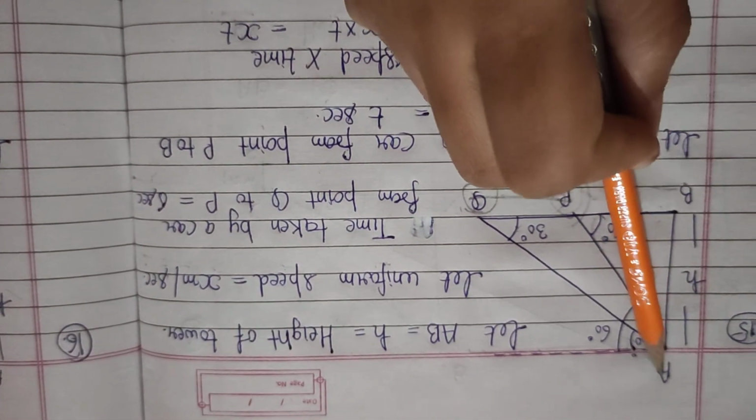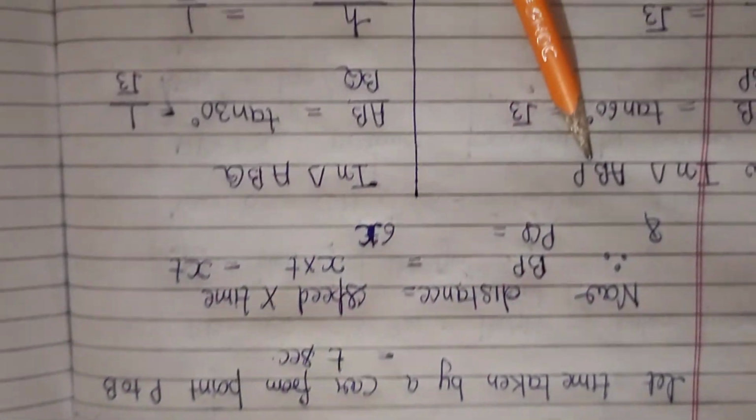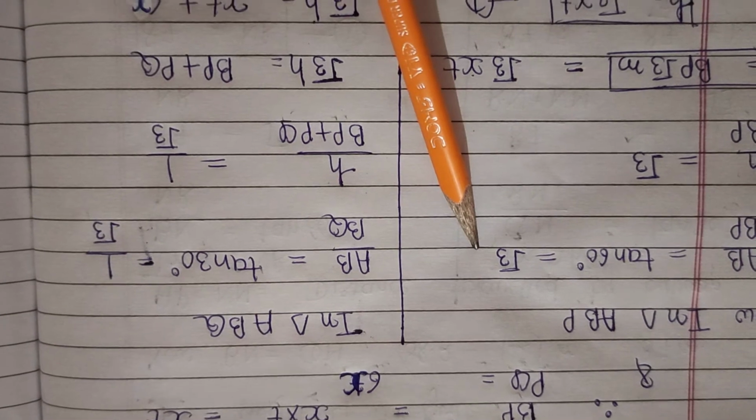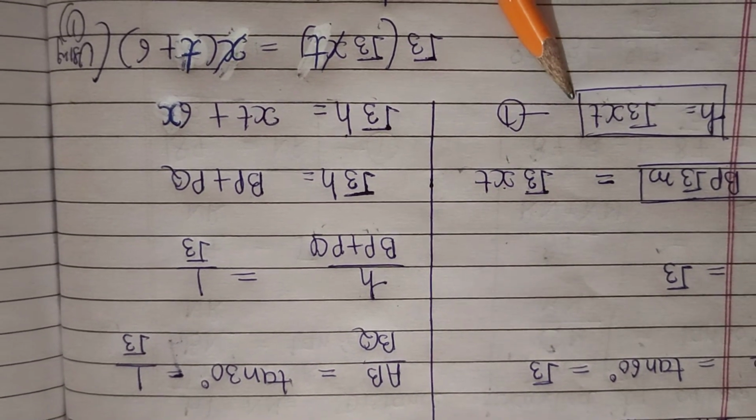Now as we did in the last 14 questions, the same procedure we will do here. We will take triangle ABP and triangle ABQ. Same here, AP by BP is equal to tangent 60, which is equal to root 3. After solving, the value of h is root 3 xt. We can find out.